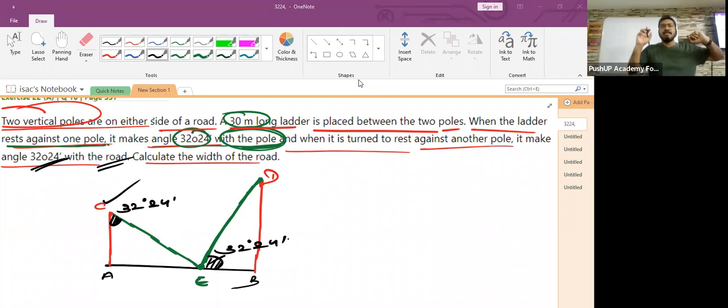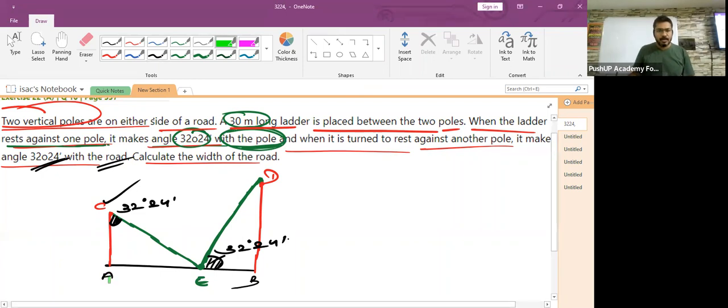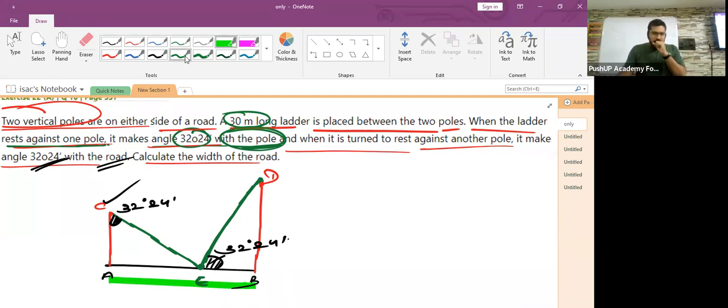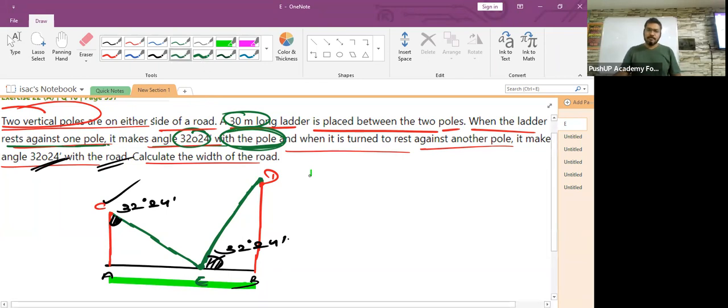Now, what are they asking us to find? They are asking us to find the width of the road. Here, what is the width, children? The width of the road. I think it is AB. AB happens to be the width of the road.